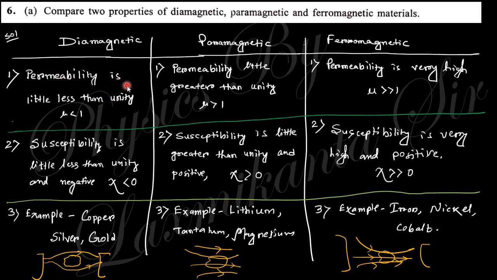Permeability is a little less than unity for diamagnetic, a little greater than unity for paramagnetic, and very much greater than unity for ferromagnetic. Susceptibility is a little less than 0, then greater than 0, then very much greater than 0. Examples: copper, silver, gold; lithium, tantalum, palladium; and iron, nickel, cobalt. And this is the basic difference, right?